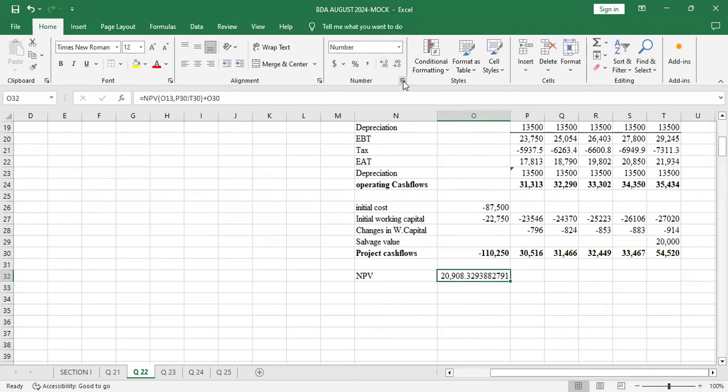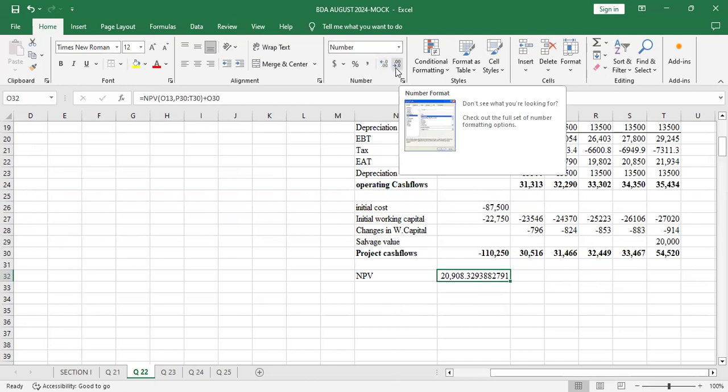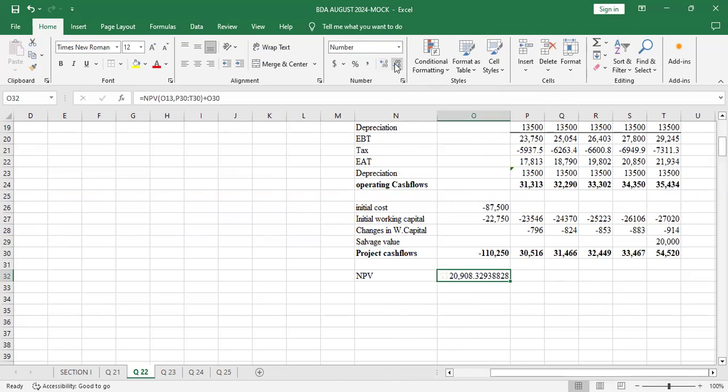Allow me to reduce the decimals. Let me have a whole figure. It will give me 20,908. So the next thing that I have to calculate is the profitability index.